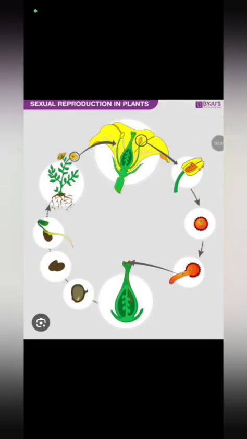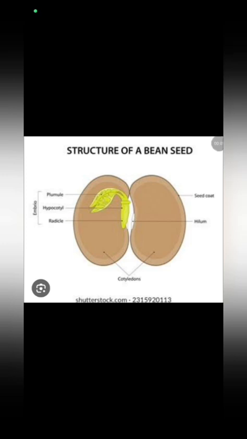Today I am here to explain you reproduction in plants. So let's begin. Reproduction in plants. Plants reproduce using seeds, stems, leaves and roots. Most plants grow from seeds, though not all seeds grow into new plants due to various reasons like being eaten or damaged.